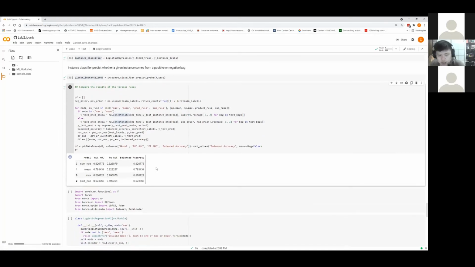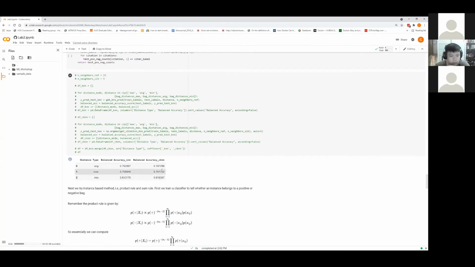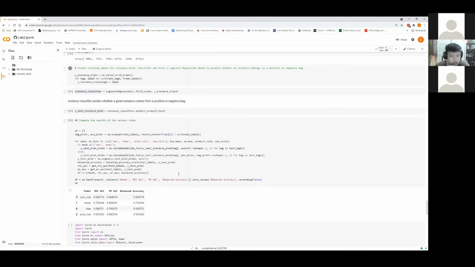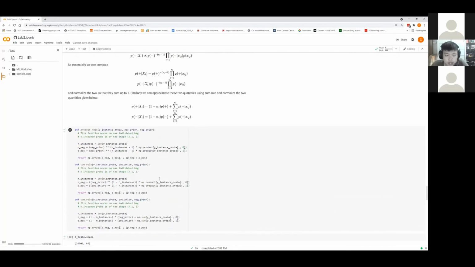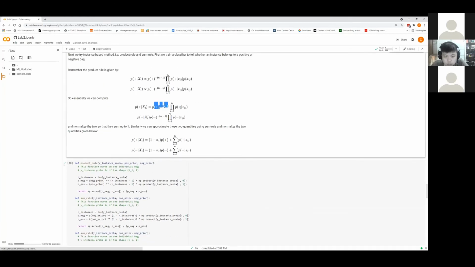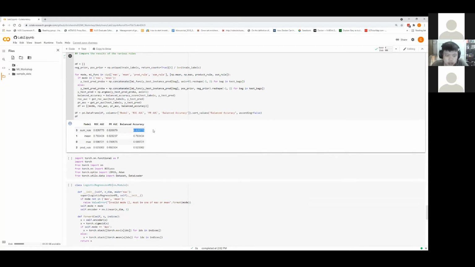After combining, we see slightly better results compared to when we apply the bag-based methods, which just give us at most 78%. Here we have a slight improvement at 82.7% using the sum rule. The product rule is not really performing well, and that's mostly because when we're trying to estimate this quantity and we have a lot of instances inside each bag, this probability tends to be very small. So the sum rule will be a better numerical approximation. Instead of the product rule, we can use the sum rule, and we get slightly better performance at 82.7%.